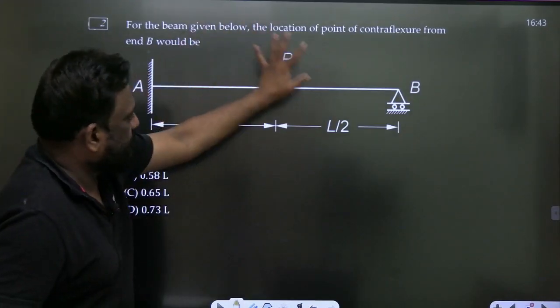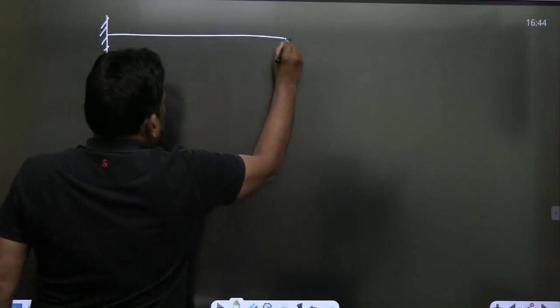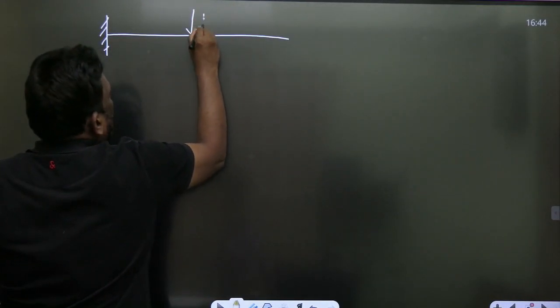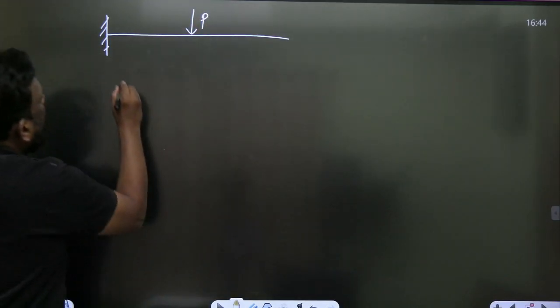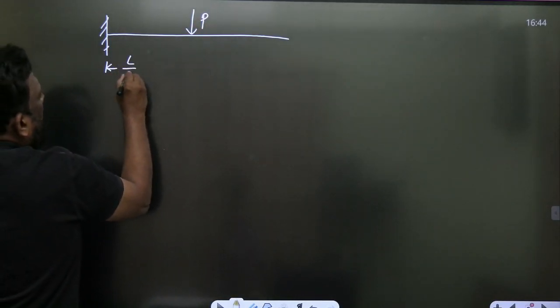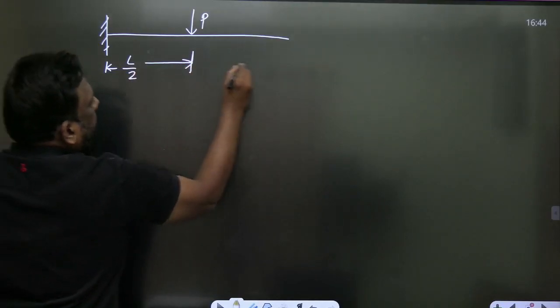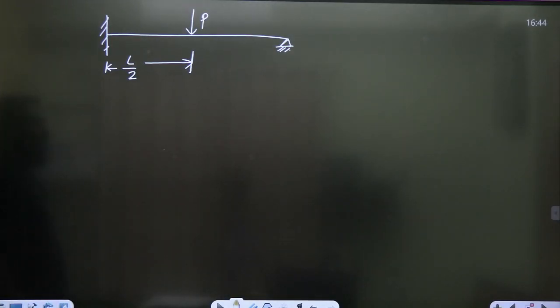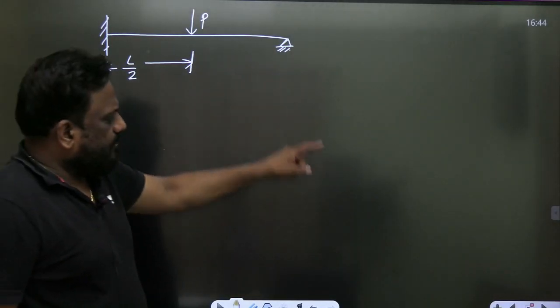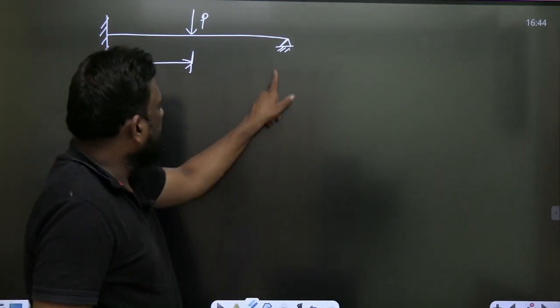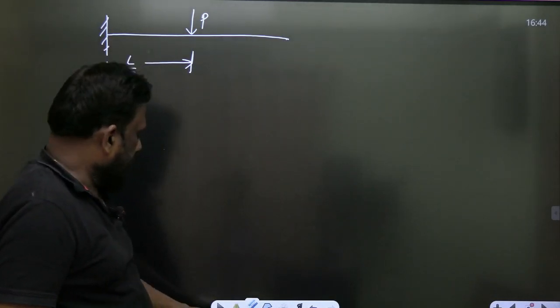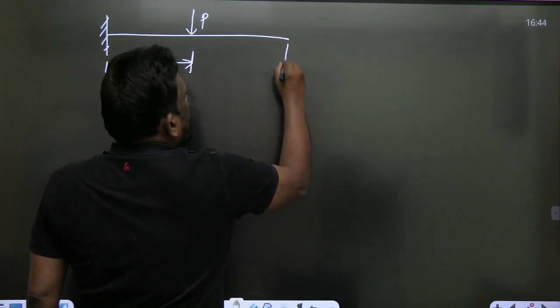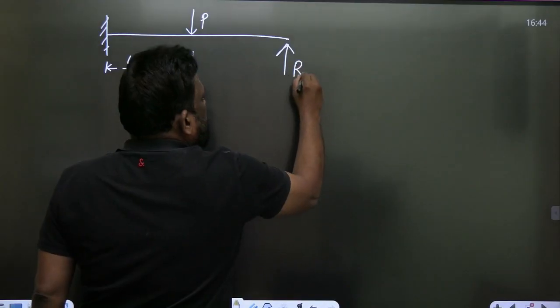Let us take this beam and take a new slide. This is the cantilever, but there is a point load of P, and this length is L upon 2. And here there is a support reaction. Now, let the support reaction be B. Let me erase this. So there is a support reaction. Let me write it as RB.